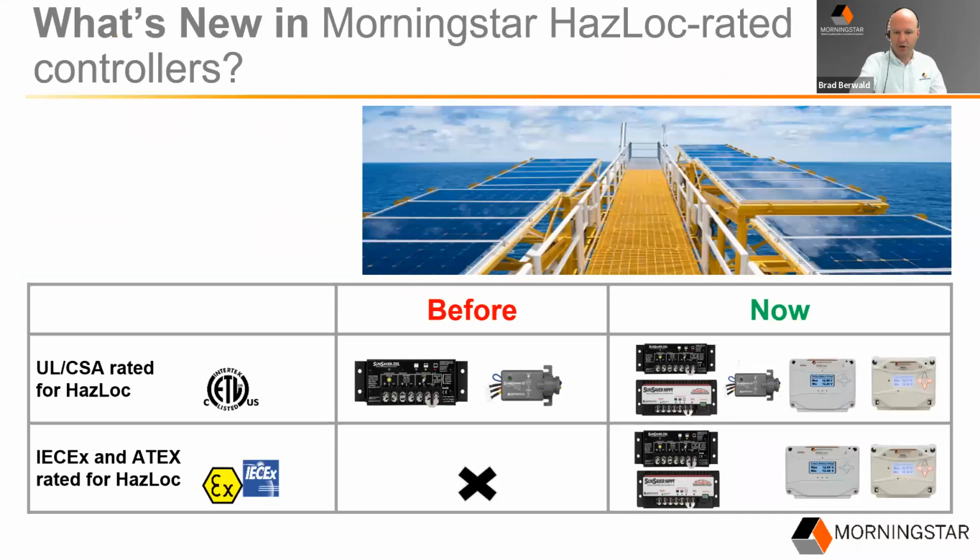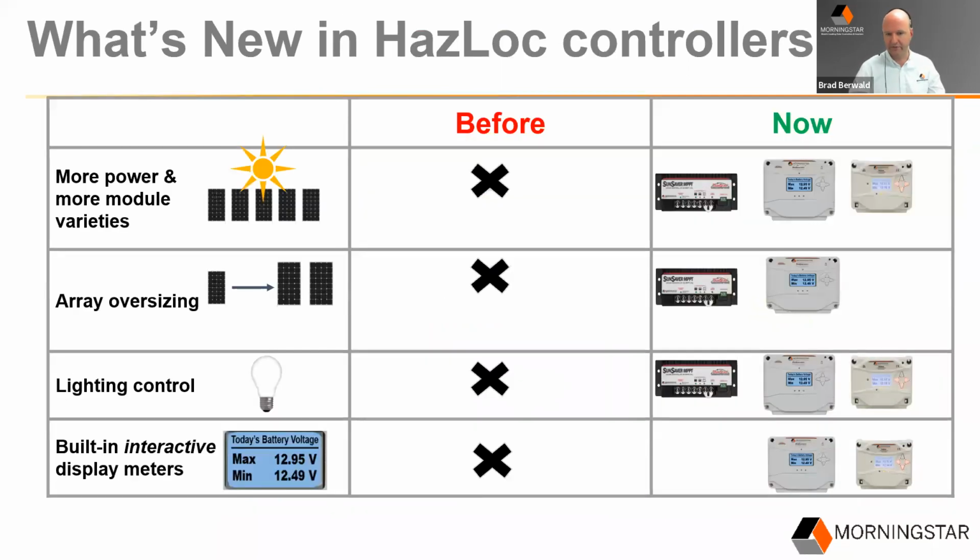So with UL and CSA, it was previously just 2 products. Now it's 5. And with IEC Ex, explosion proof, and ATEX, those products were not previously rated at all for international use. And now the Sunsaver MPPT and ProStar MPPT can be used internationally, around the world, for these same types of applications. And why this is important is it's not just the rating, but also the fact that now MPPT can have greater adoption in these applications.